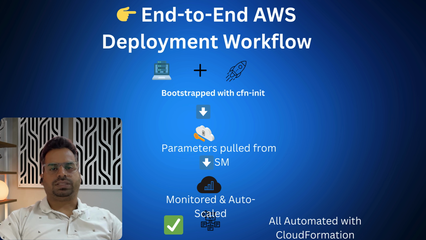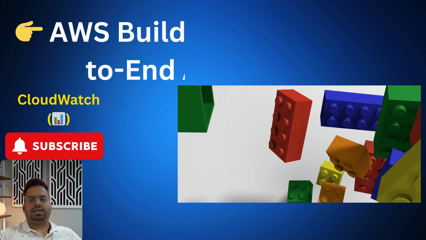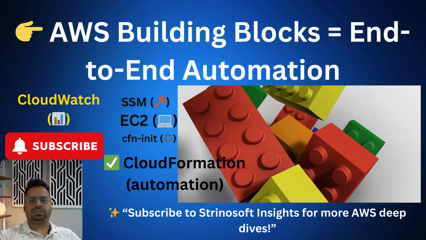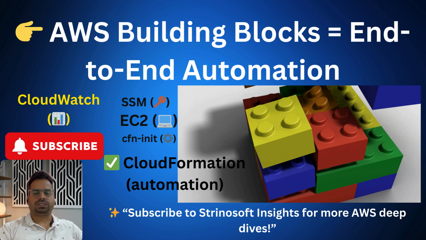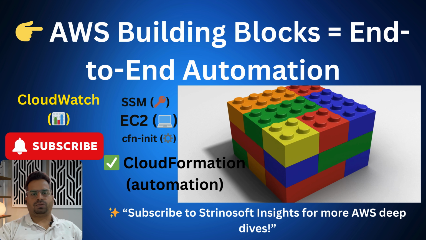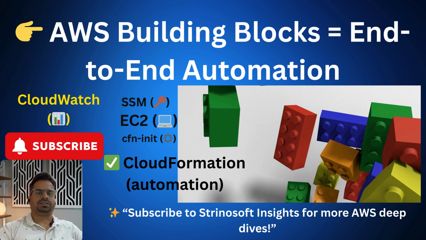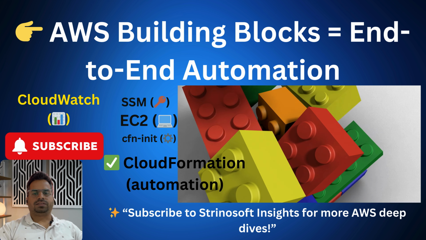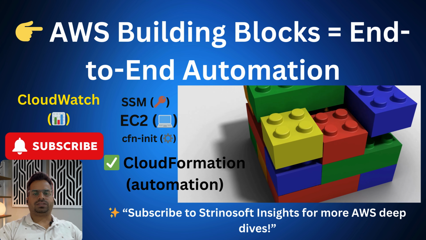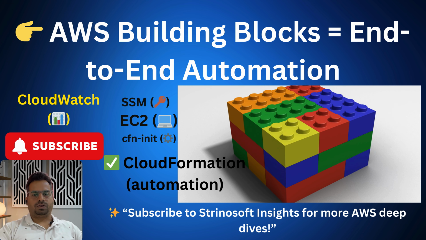So together, these pieces form a hands-free, secure, and production-ready workflow with everything fully automated. And that's how AWS services like EC2, cfn-init, SSM Parameter Store, and CloudWatch fit together, like Lego blocks building a complete system. Once you understand this flow, you can design infrastructure that's not just reliable but fully automated.